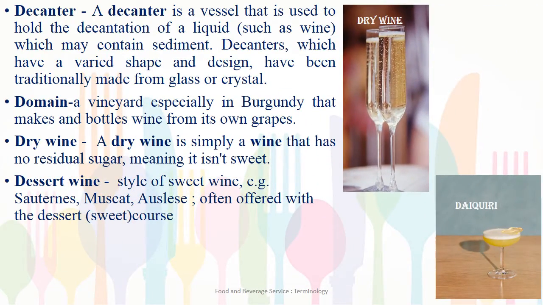A decanter. A decanter is a vessel that is used to hold the decantation of liquid, such as wine, which may contain sediments. Decanters which have varied shape and design have been traditionally made from glass or are of crystal glassware.